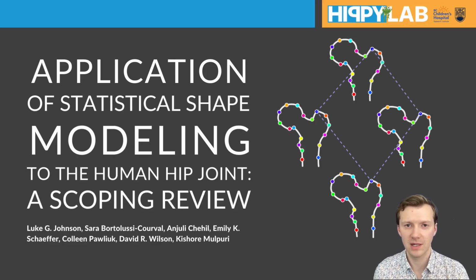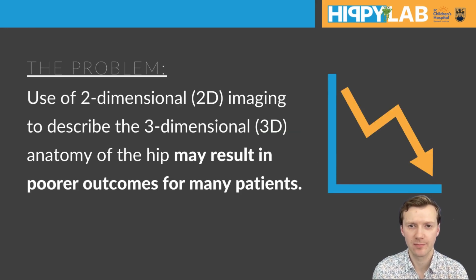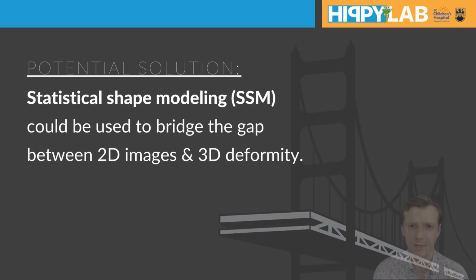Hello everybody, I'm Luke Johnson, and in this video I'll summarise our recent scoping review titled The Application of Statistical Shape Modelling to the Human Hip Joint. So the use of 2D imaging, such as radiographs, to describe the 3D anatomy of the hip might actually result in poorer outcomes for many patients with hip deformity.